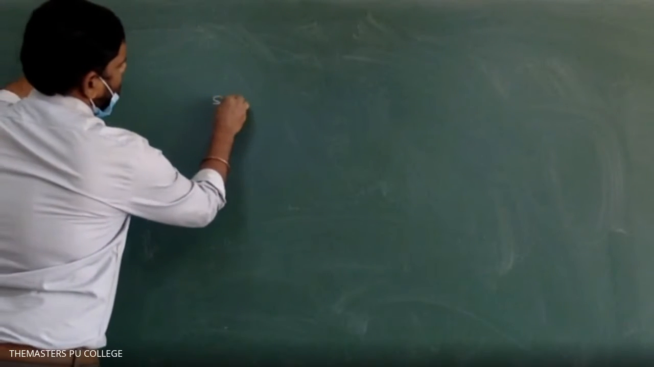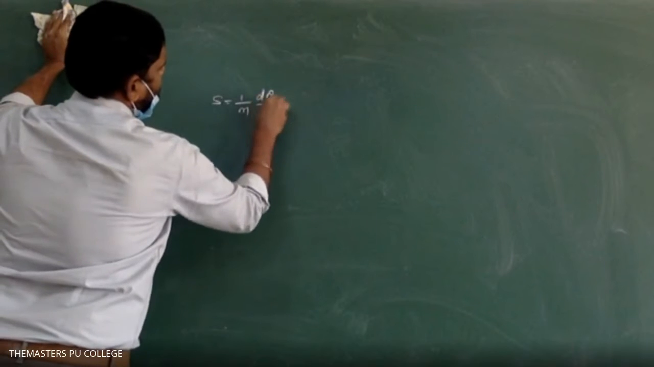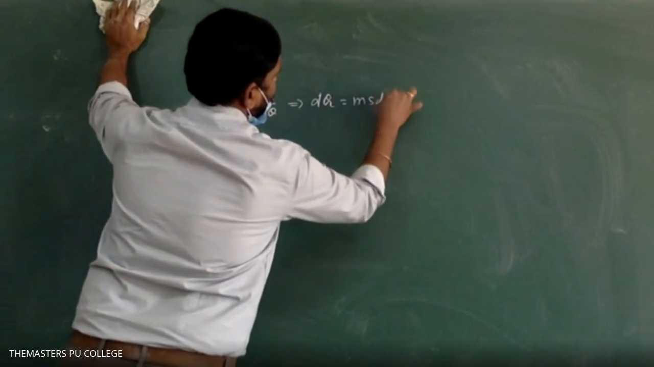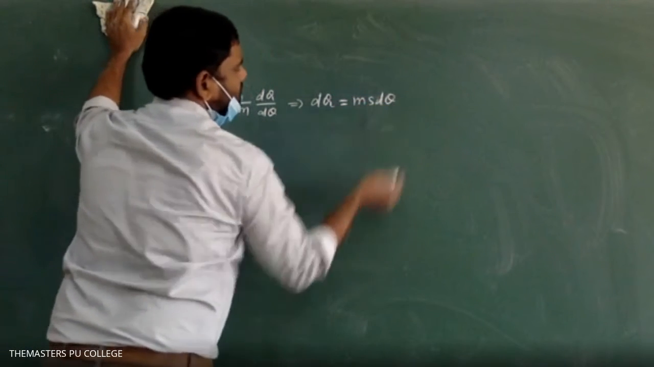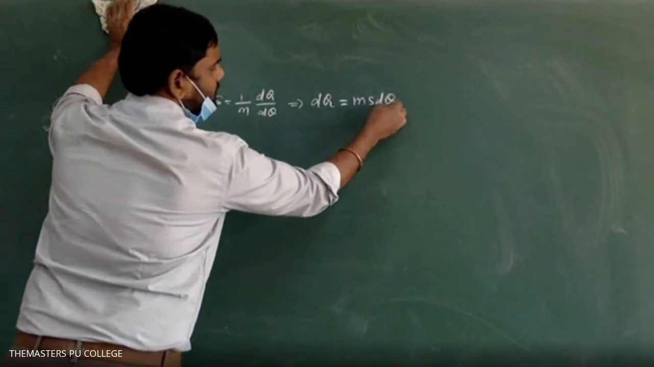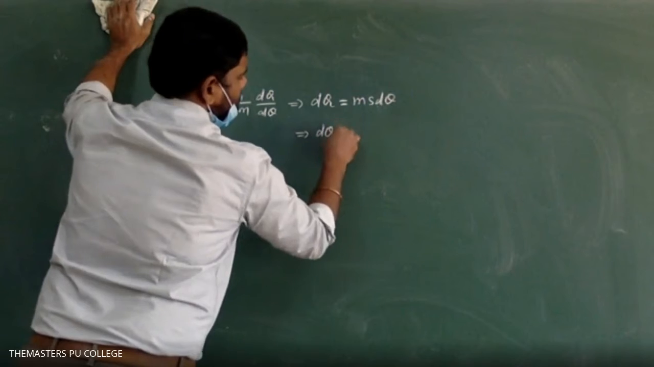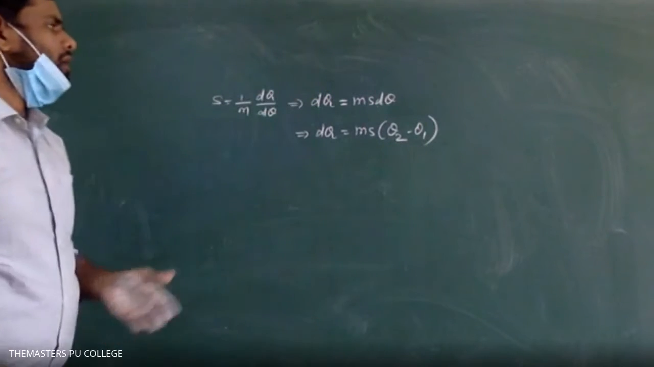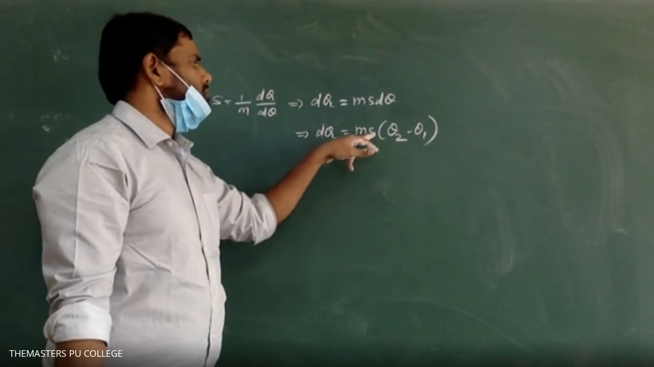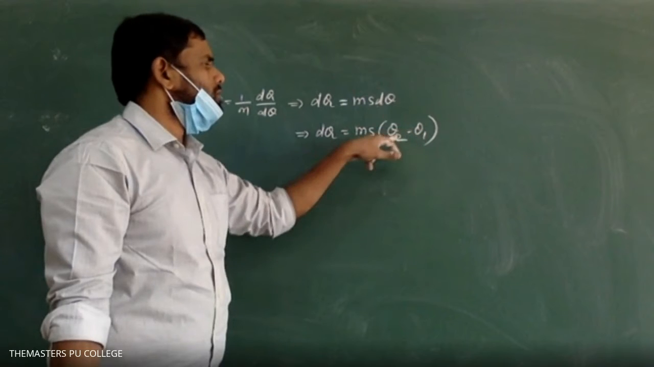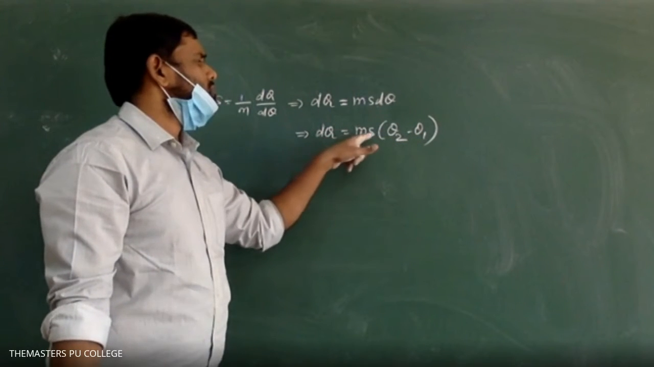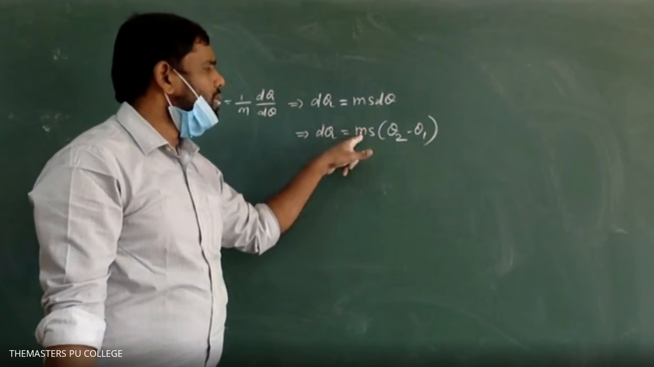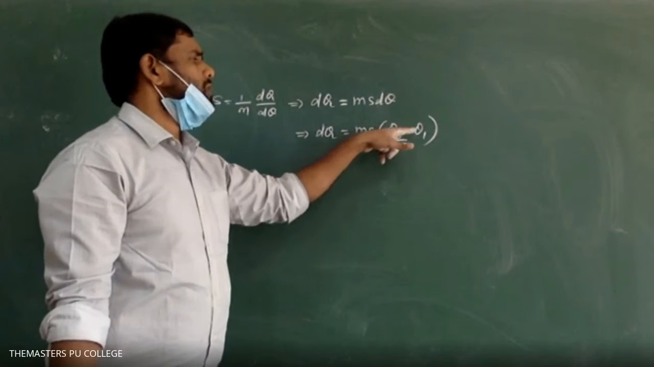So see here, S equals 1 by m of dQ by d theta. That implies dQ equals m S d theta. Here d theta is the temperature difference. That implies dQ equals m S of theta 2 minus theta 1. What it means is that to increase the temperature of m mass of substance whose specific heat is S from theta 1 to theta 2, the heat required equals m S of theta 2 minus theta 1.